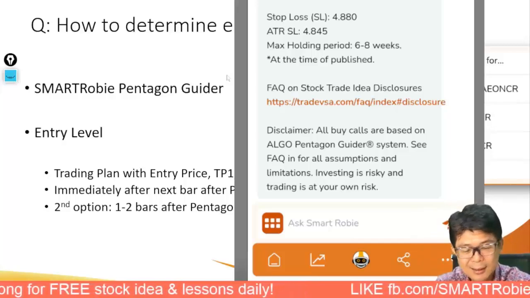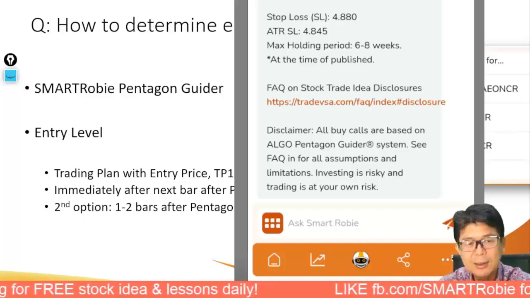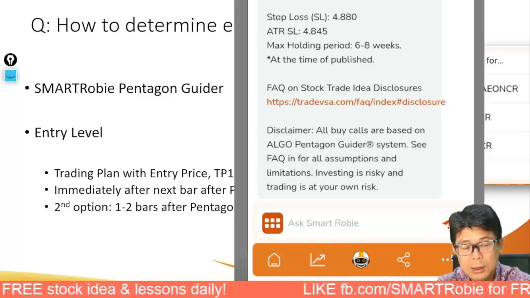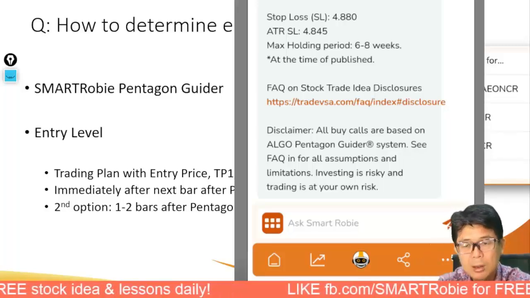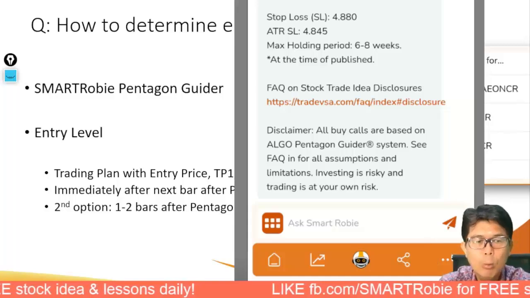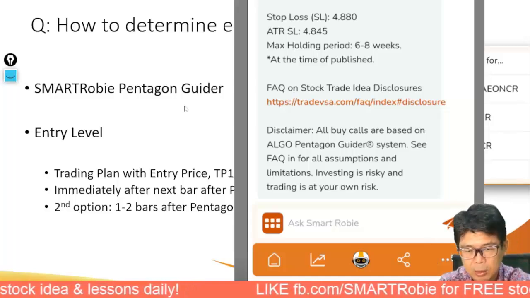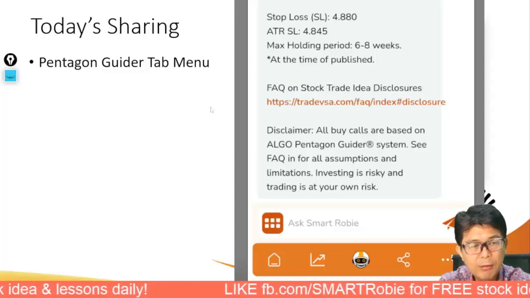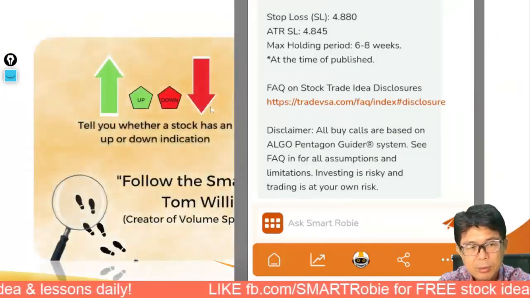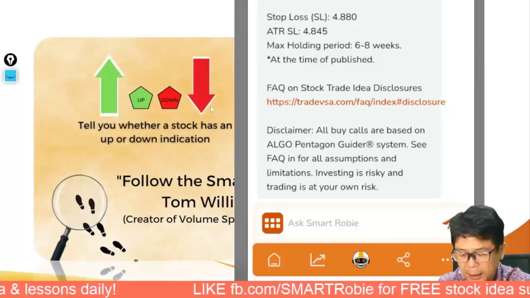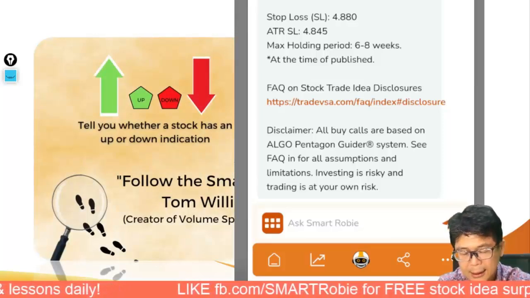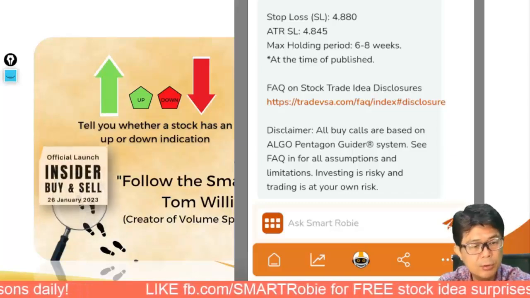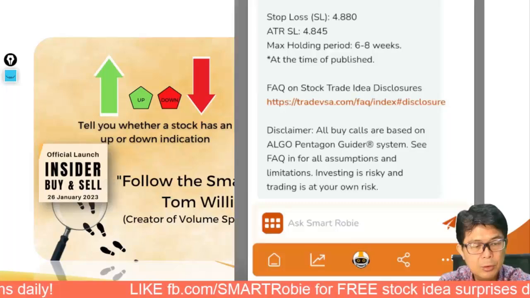Not that difficult, right? The question is, what is the success rate? Check it out on our website, TradeVSA.com, or go over to SmartRobie.com, and you'll find a lot of our back testing, how well we have performed in our trades. Okay, so we have done that in our sharing for the Pentagon Guider here. So next week, come and join us again. On the Monday, we'll talk about the other list that we have here, the premium alert, the hot sectors and individual stocks, and also look at a couple of stocks that are coming too.